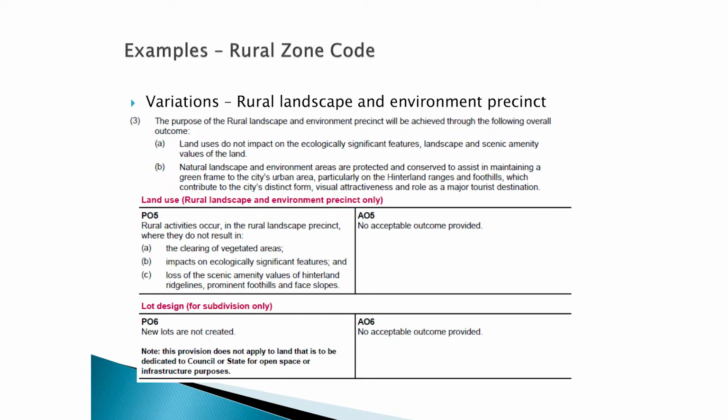I'll just go to PC6. It actually says new lots are not created. So this application creates 8 lots in the rural area. So quite clearly there's a major conflict here.